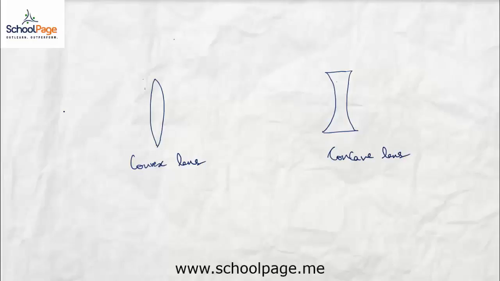This is a convex lens which is bulged outwards on both the sides, and this is a concave lens which is curved inwards on both the sides. So this is a convex lens and this is a concave lens. An imaginary straight line passing through the center of the lens is known as principal axis. So this is called the principal axis, and for the concave lens this is called the principal axis.